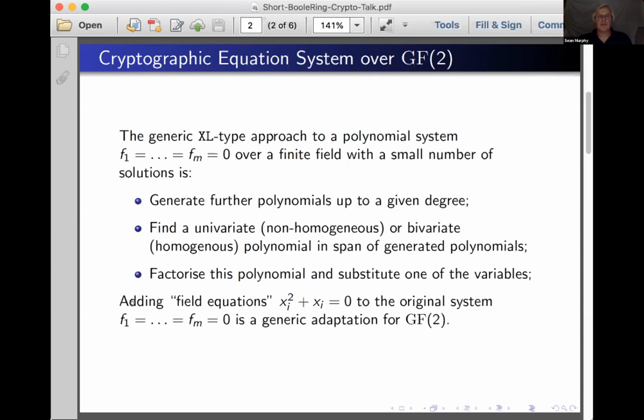For equation systems over GF2, generally these field equations xi squared plus xi equals 0 are added to the original system. These essentially force the solution to lie in GF2. So one problem with this type of approach is it's very specific on the variables. If we make a linear change of variables, we can get a very different performance of the algorithm. So if the equations essentially line up with the coordinate axes, then the efficiency can change greatly.